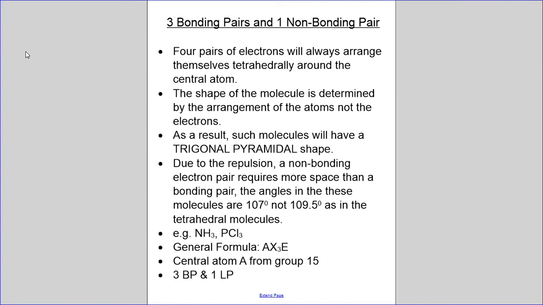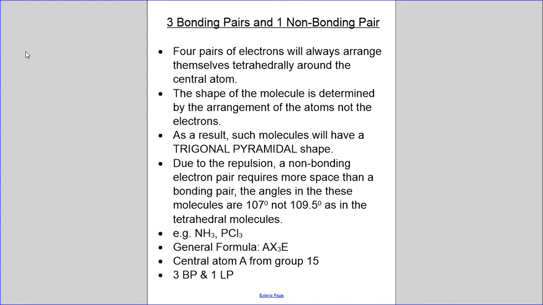So the shape of the molecule is determined by the arrangements of the atoms and not necessarily just by the electrons. So as a result, such molecules are going to have a trigonal pyramidal shape, and due to the repulsion, a non-bonding electron pair is going to require more space than a bonded pair does. And if we look back on slide 1, I've got those kind of in order, and what has a greater repulsion force than something else. So the angles in these molecules are 107, not 109.5, as in the tetrahedral molecules. And so the examples for those would be NH3, for instance, or PCl3.